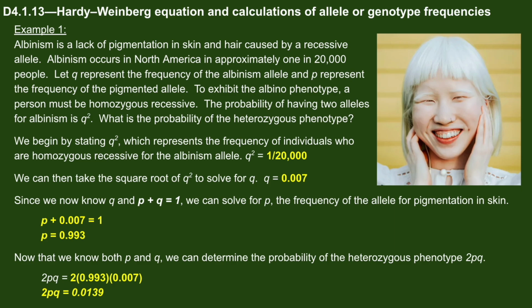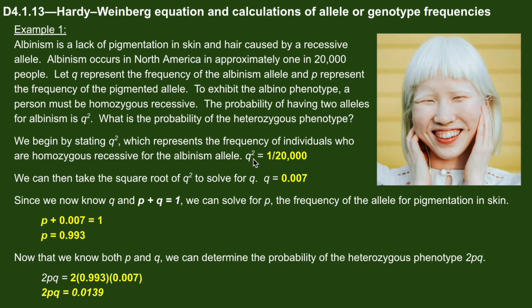Okay, here's an example problem. Usually for Hardy-Weinberg equations, you're going to be given your Q squared value, which is the frequency of the recessive phenotype in the population. So in this case, we're looking at albinism, which is 1 in 20,000 people. And so that's our Q squared.